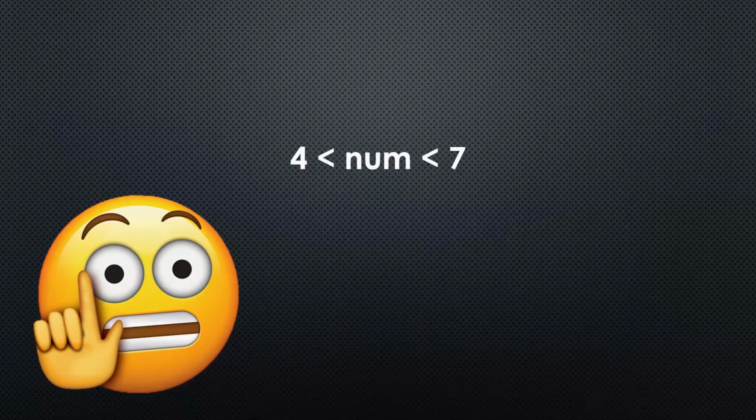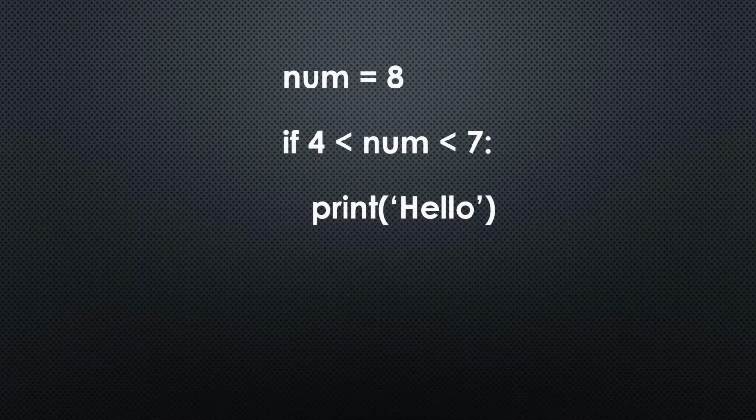So why can't we use the same syntax in Python? Well, it turns out we actually can. So we can simply write num equals 8 and if 4 smaller than num smaller than 7. In other words, if num is contained between 4 and 7, then print hello. See? Isn't this much simpler than the two-line mess we had before?